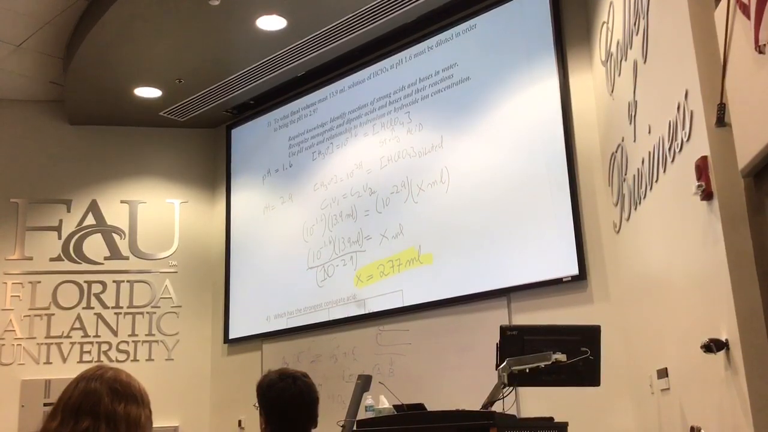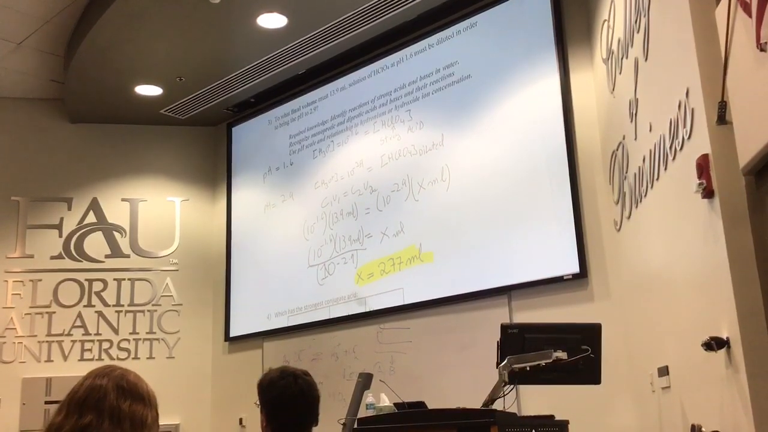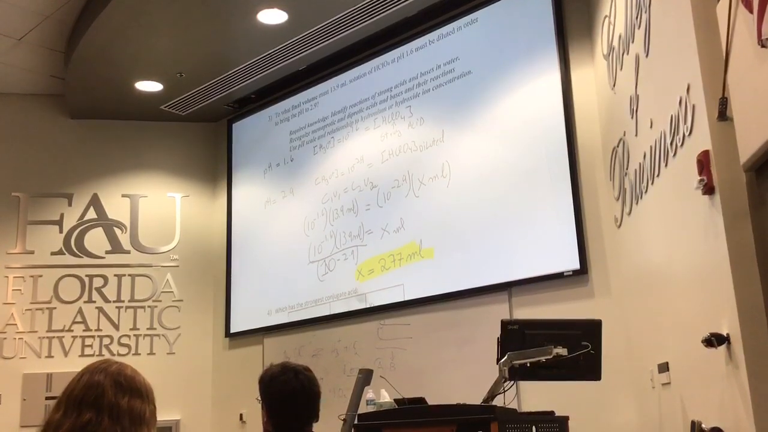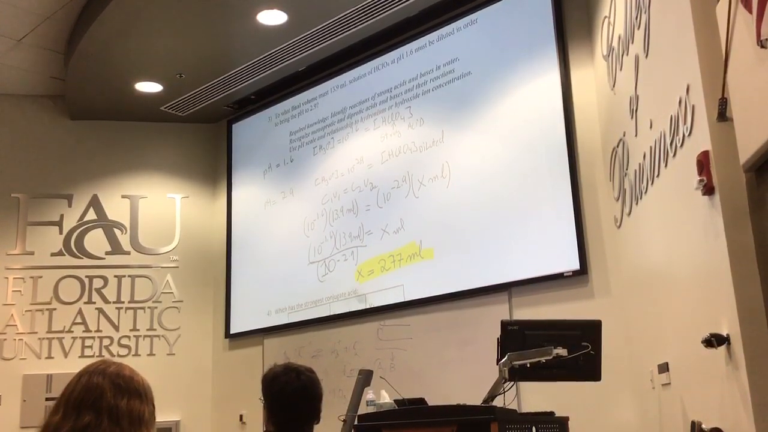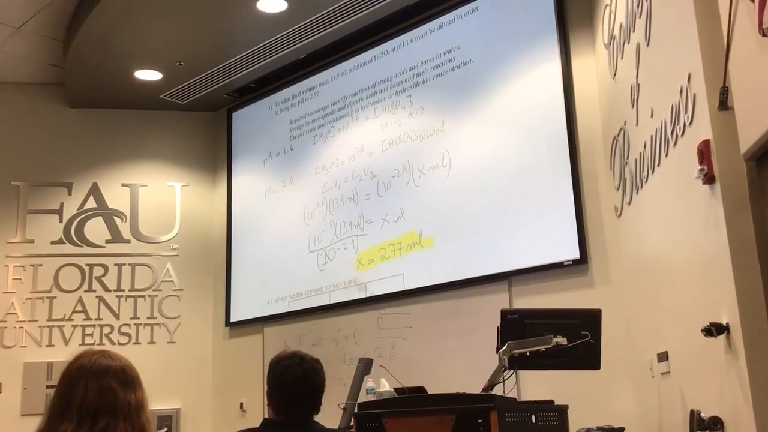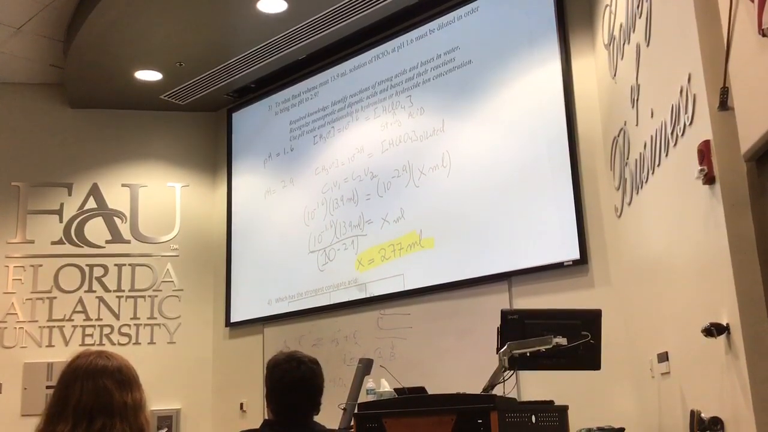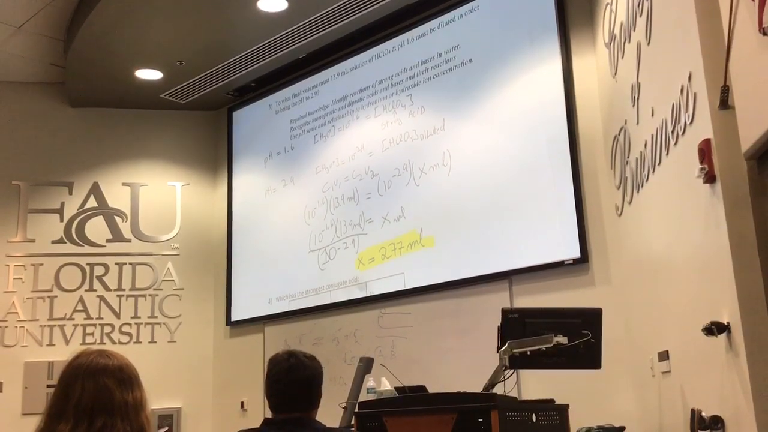So let's say I have 10 molar hydrochloric acid. That means my hydronium ion concentration is 10 molar as well. Let's say I have half a molar nitric acid. Then my hydronium concentration is also half molar, right?